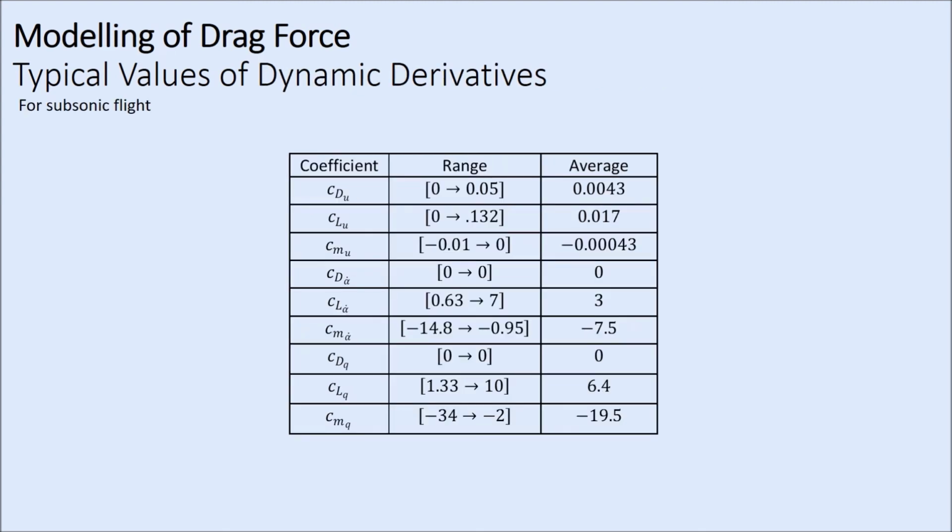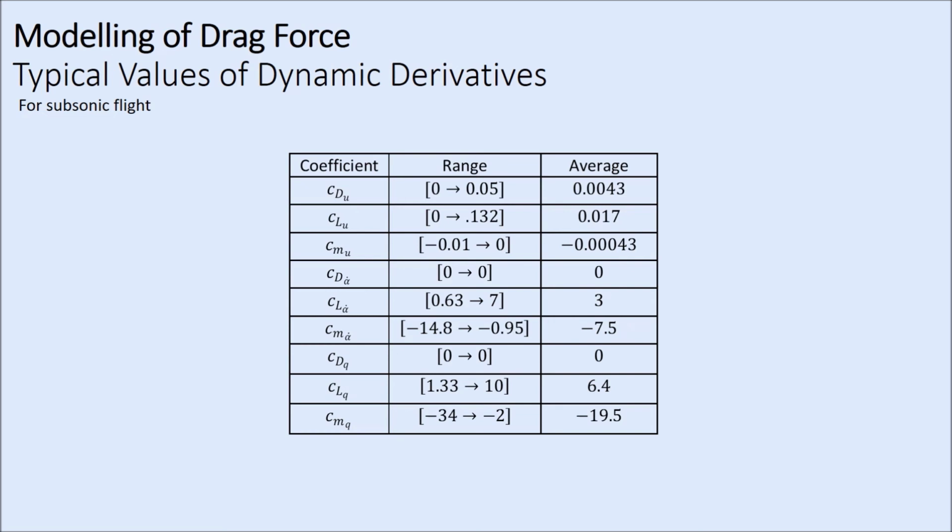And finally then, let's look at some of these dynamic derivatives that we just derived that arise due to our consideration of small perturbations in some of these variables here. So we talked a little bit about CDU, the speed damping derivative. It's reasonable to assume that that is 0. We also talked about CMU, the Mach-Tuck derivative. Again, we can assume that that is approximately 0. You can see those average values given in the table are negligible, so again, it's safe to assume that they are 0.